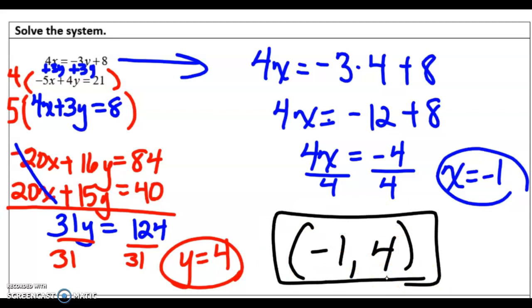I can always plug it in the originals. 4 times negative 1 is negative 4. Negative 3 times 4 is negative 12, plus 8 is negative 4. Negative 5 times negative 1 is 5. Plus 4 times 4, which is 16. 5 plus 16 is 21. So I know I have it. Did it. Awesome.